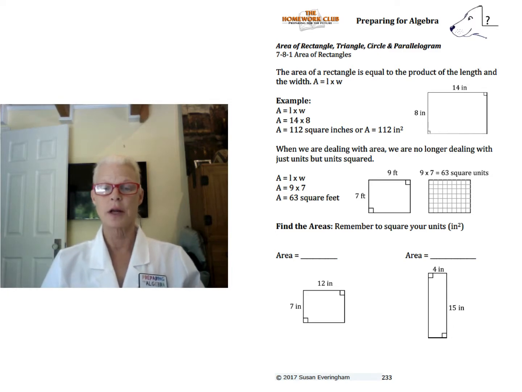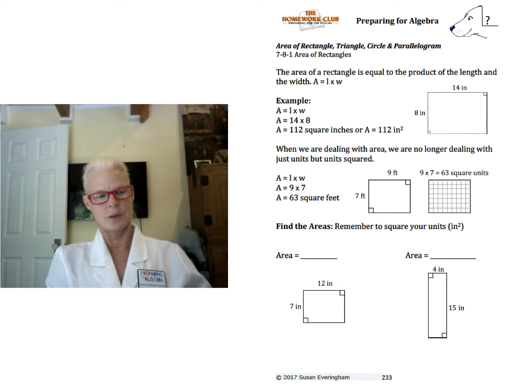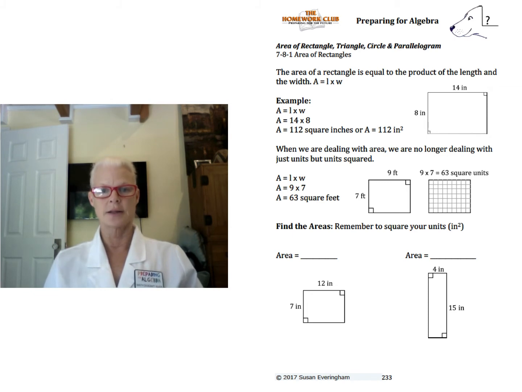Pages 233, 234, and 235 are about areas and finding areas of rectangles and triangles, and we're going to start there and then we're going to move on to circles. So the area of a rectangle is equal to the product of its length times its width, right? Length times width is area of a rectangle.